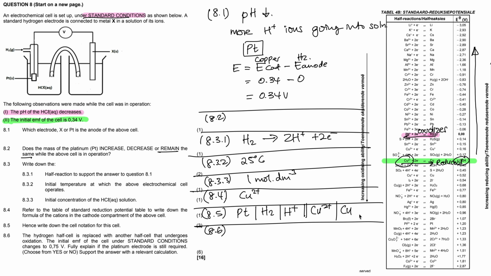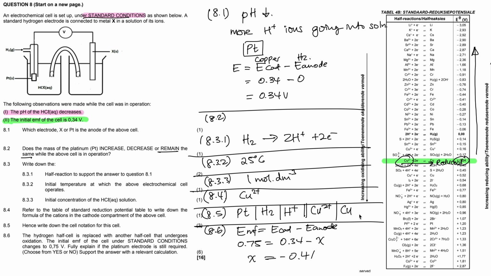Right? So let us clear this out. Now we can figure that out by doing the EMF calculation. We can say EMF is going to equal E of the cathode minus E of the anode. So EMF, they tell us, is 0.75. The cathode is 0.34 minus the anode. We don't know what it is, so let's just put X. Now we can solve for X. X is going to equal minus 0.41. So we look for that, and it's going to be right here.